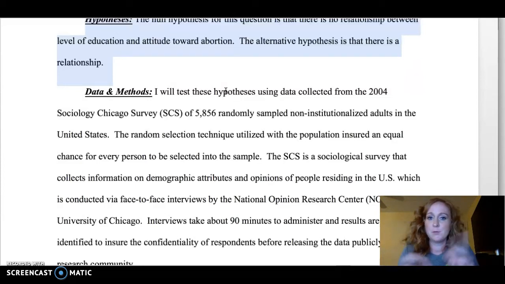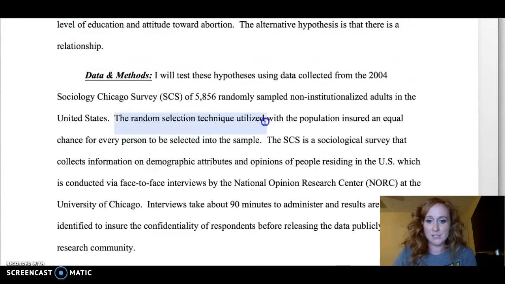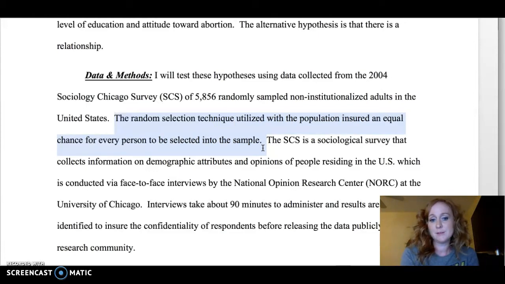I didn't put that in there, but you could say stuff like that. Or this is just a data set of juveniles. You want to describe who that group is that got surveyed or interviewed and ultimately in the data set. Then you talk a little bit about the sample. The random selection technique utilized with the population ensured an equal chance for every person to be selected in the sample. This is what we call a simple random sample.